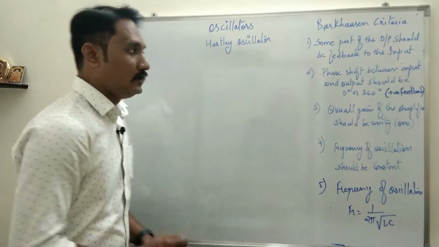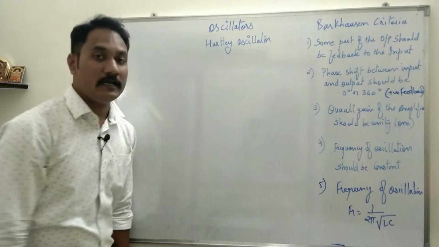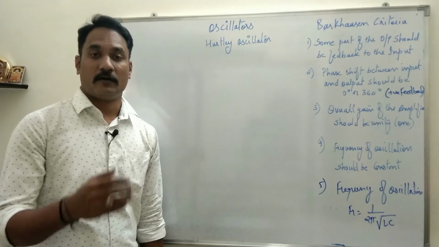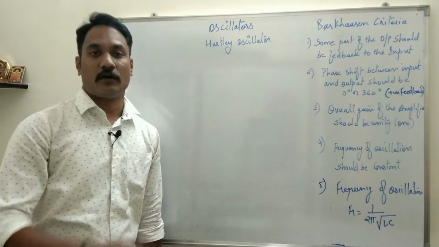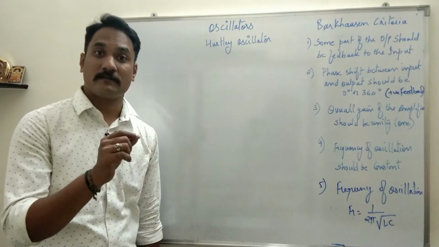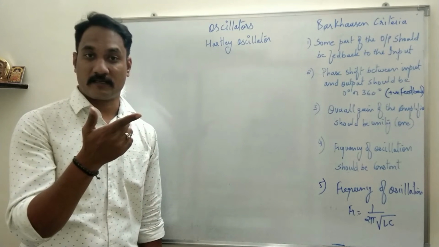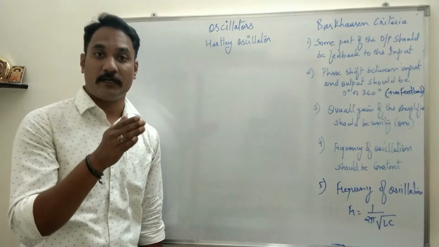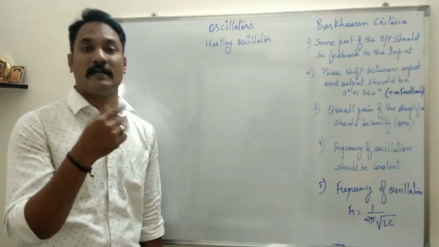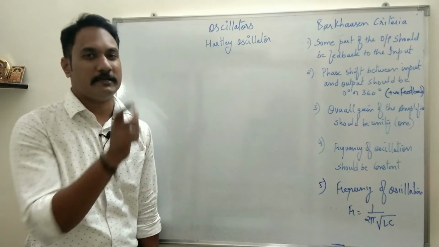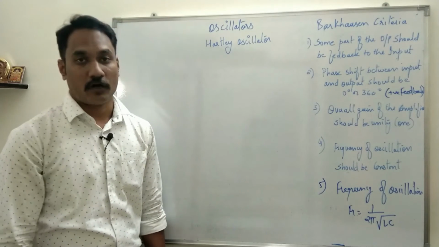Now concentrate on the Hartley oscillator. The only difference between the Hartley and Colpitts oscillator is that in the Hartley oscillator we use 2 inductors and 1 capacitor in the tank circuit, and in the case of the Colpitts oscillator we use 2 capacitors and 1 inductor. So that is the basic difference between the Hartley and Colpitts oscillator.